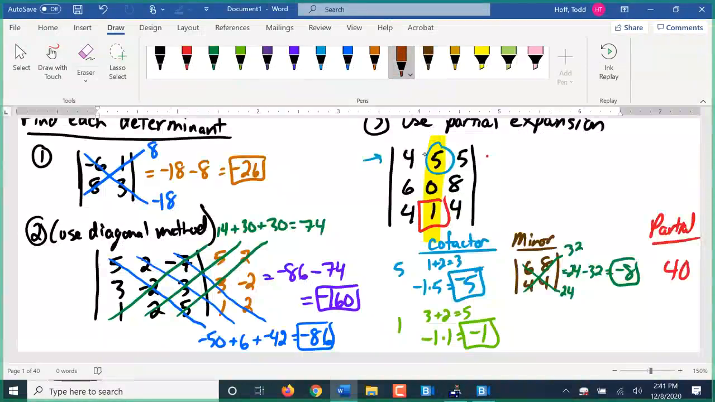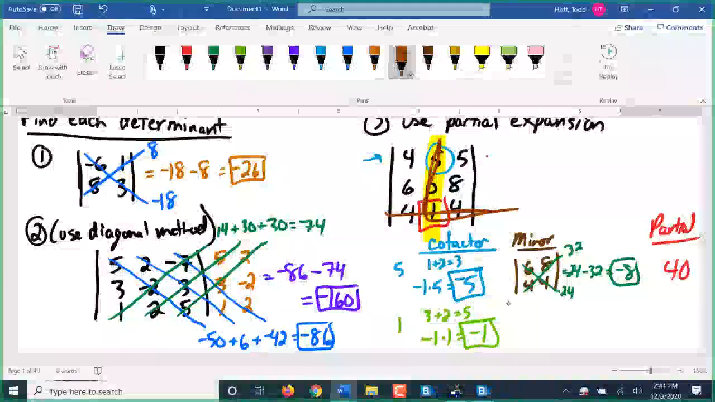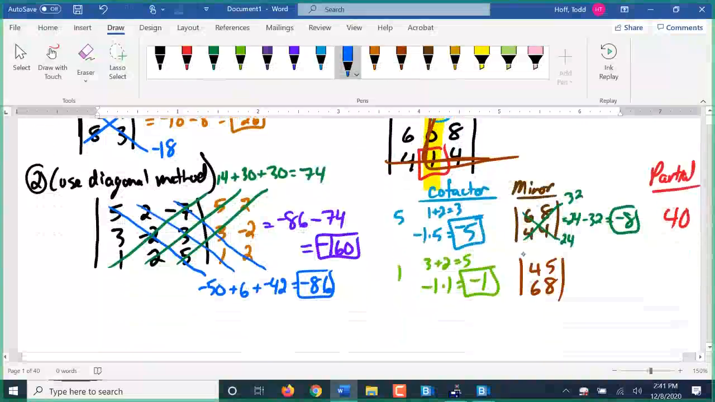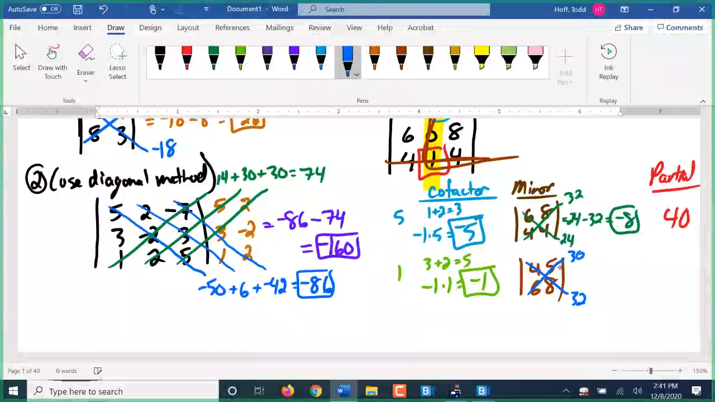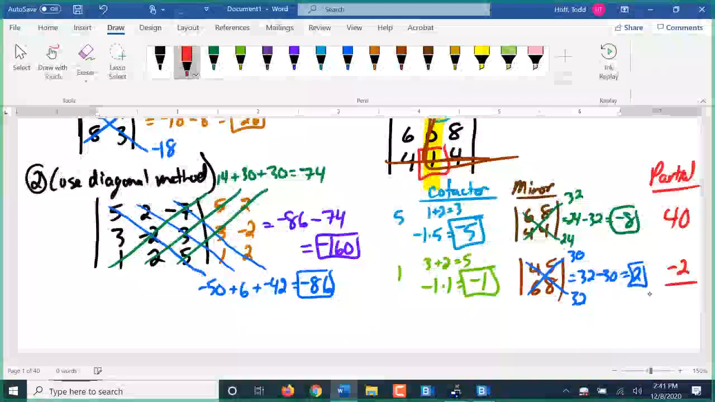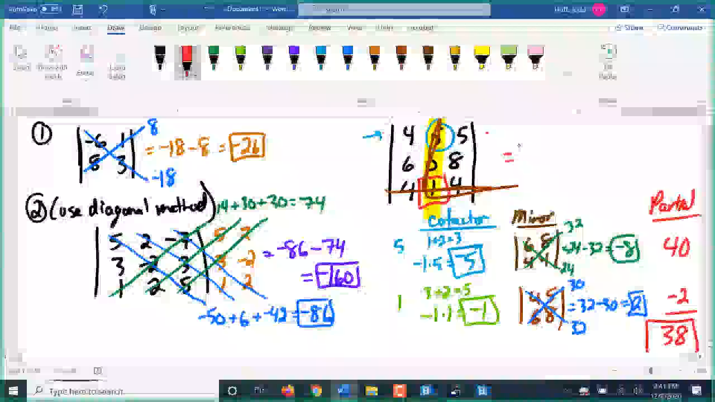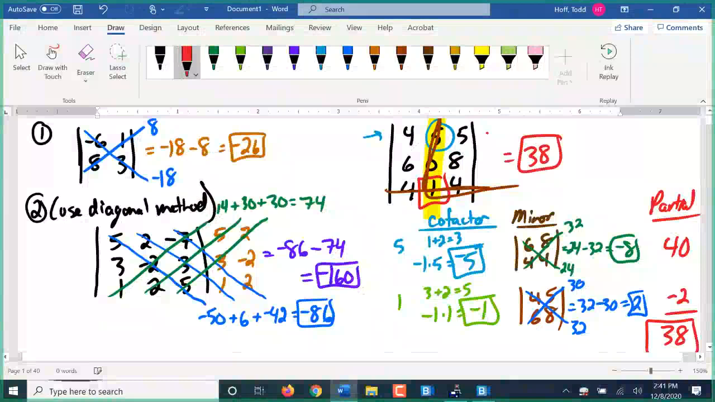Its minor, I cross out its row and its column. The minor would be 4, 5, 6, 8. Do my determinant. 4 times 8 is 32. 6 times 5 is 30. 32 minus 30 equals 2. That's the determinant of my minor. -1 times 2 is a -2. We add that up, we get 38 is our determinant for that matrix. Any questions?